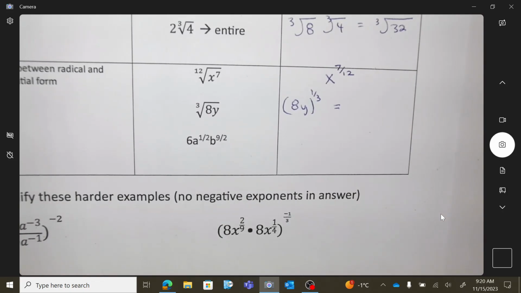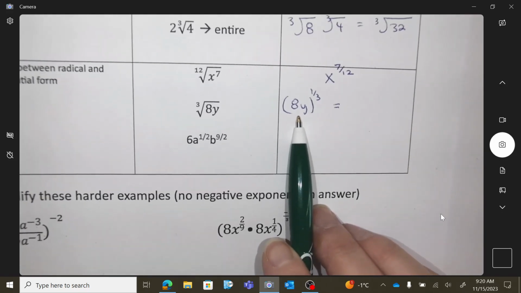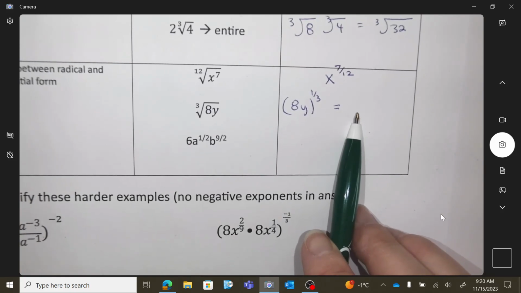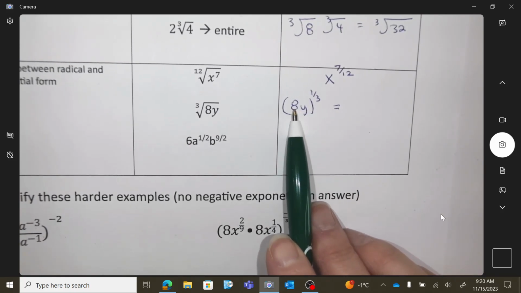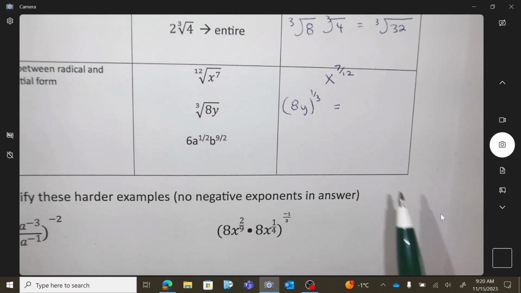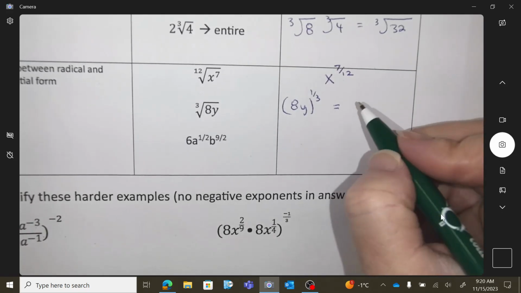Okay, and then I am going to do a more simplified version of this. So this is exponential form. And now I'm going to evaluate it because what is 8 to the 1/3? You can do that. 2.